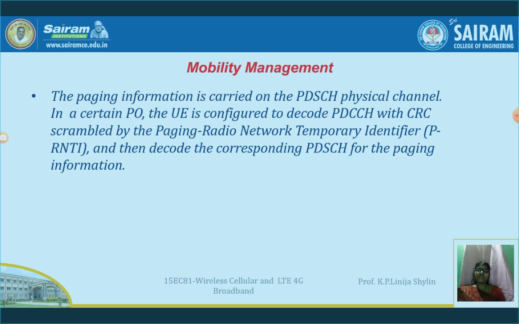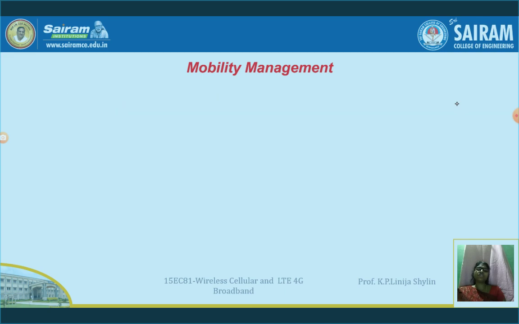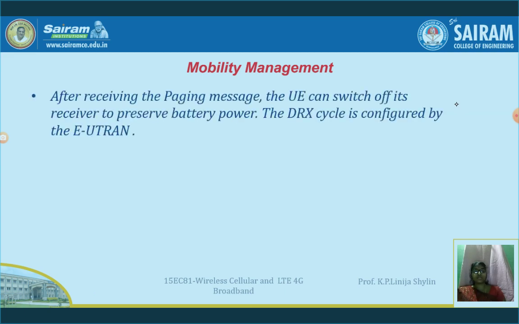Suppose after receiving the paging message, what will happen? The user equipment can switch off its receiver. Why does the user equipment need to switch off? To preserve the battery power. In this way the power consumption is managed in the paging system too. The paging system is also very important in LTE for notification as well as information about the system information and the location, all those things.